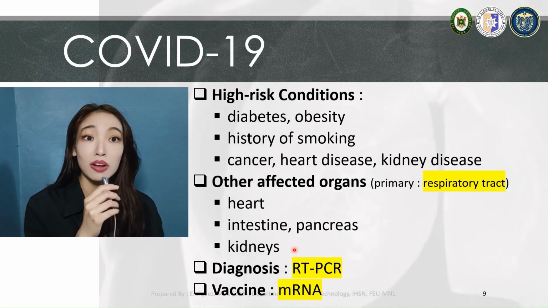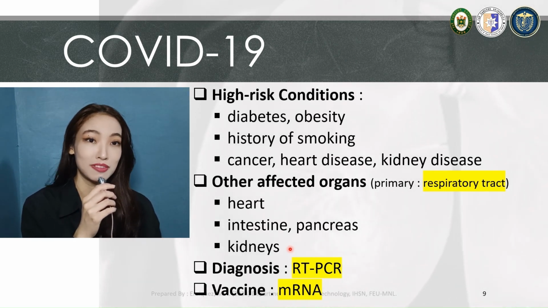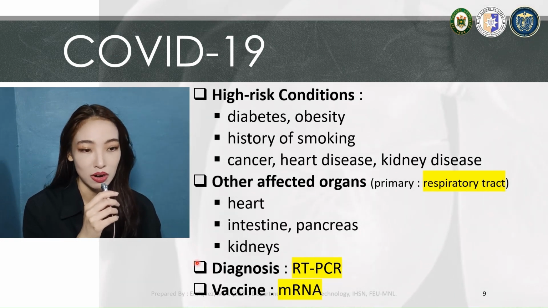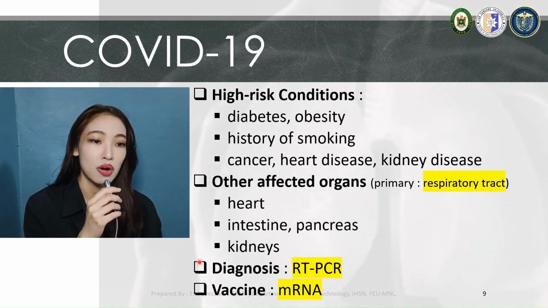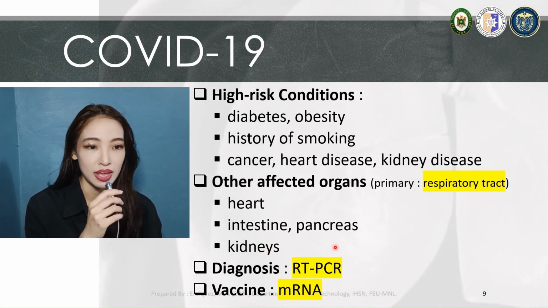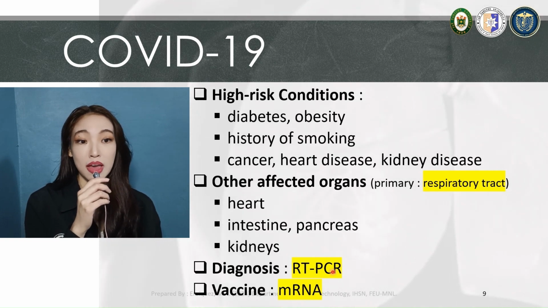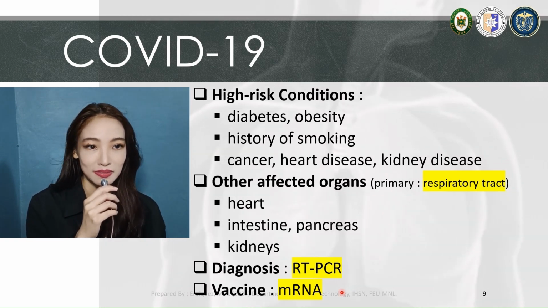Next, we already know this. The method of diagnosis for COVID-19 is through RT-PCR, or the real-time polymerase chain reaction, and the currently available vaccines that we have is the mRNA vaccine.